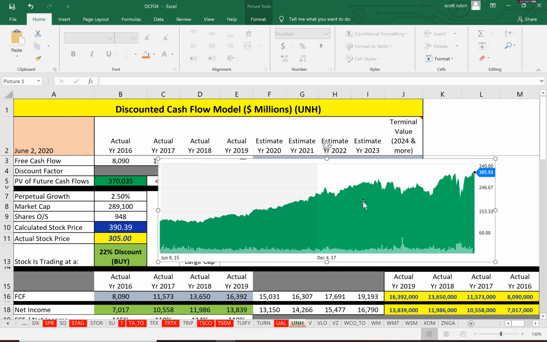If you believe in the discounted cash flow model, of course, you have to not only look at the past financials, you have to look into the future of the company. If you feel the company is going to continue to grow, then you would buy the stock. If you don't, then you may think 305 is too much.